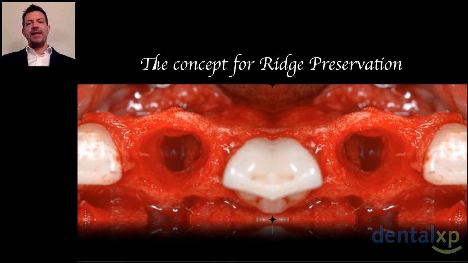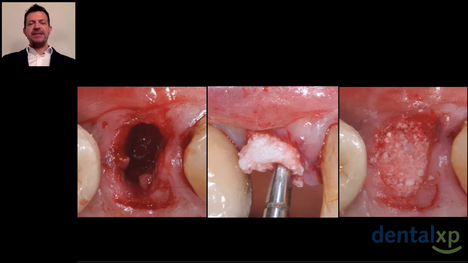Now let's speak about ridge preservation. We can see that basically it means to extract the tooth, to check for the integrity of the bone walls, and then to graft the fresh extraction socket with a biomaterial. In this way, we can avoid the remodeling of the post-extraction socket.